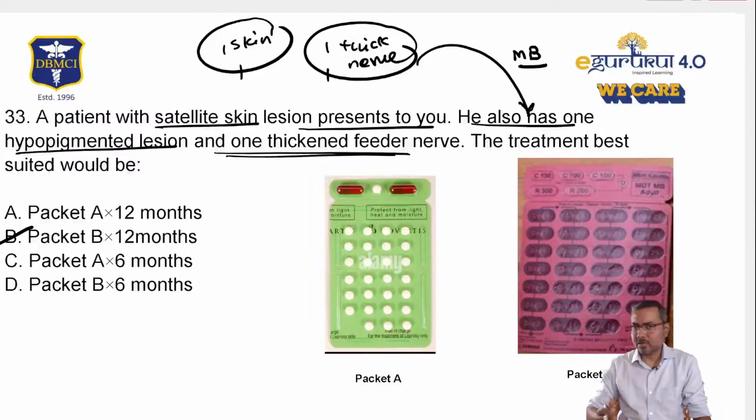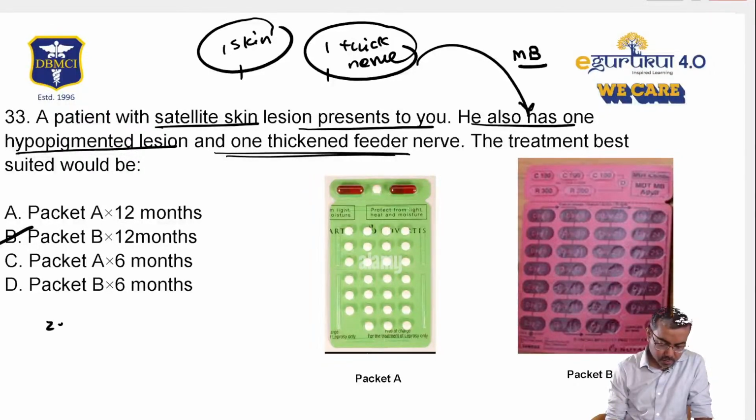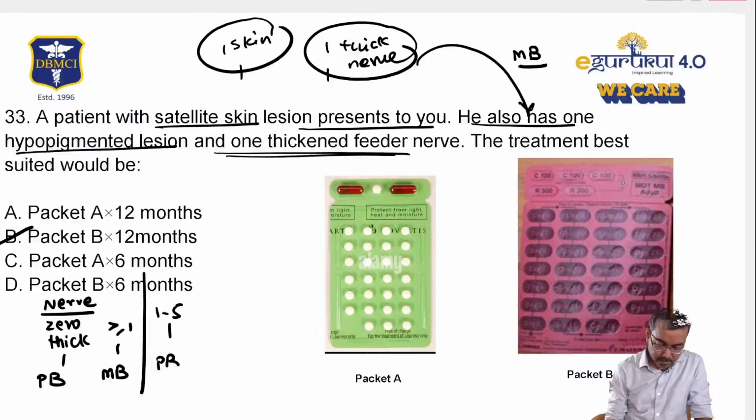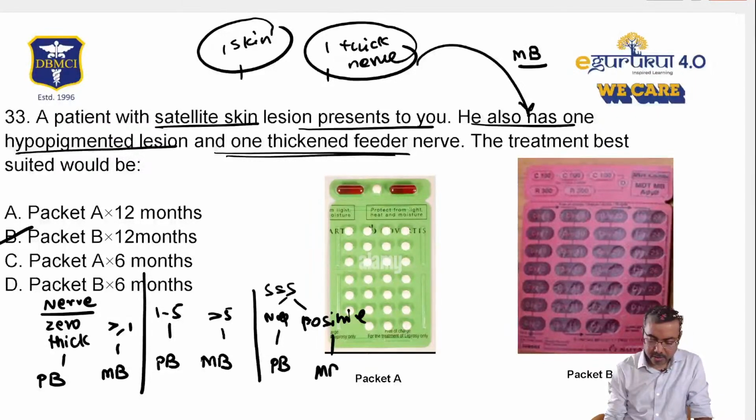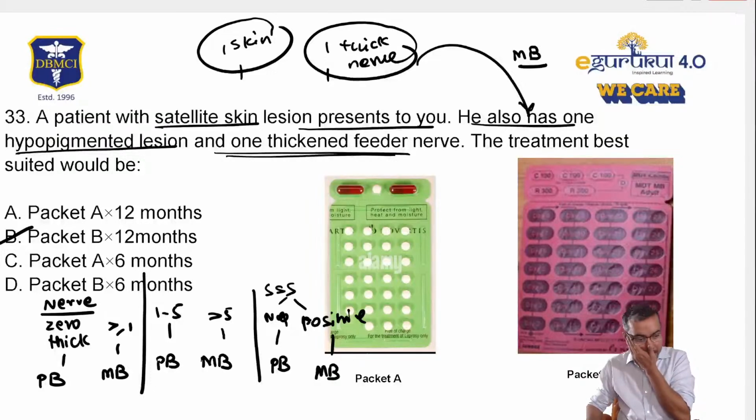Okay, so we don't want to discuss it. We already finished it inside the class. So we know that zero thickened nerve is PB. One or more thickened nerve is MB. Okay, 1 to 5 lesions is PB. More than 5 lesions is MB. And negative SSS is PB and positive SSS is MB. Everybody okay with this? Okay.